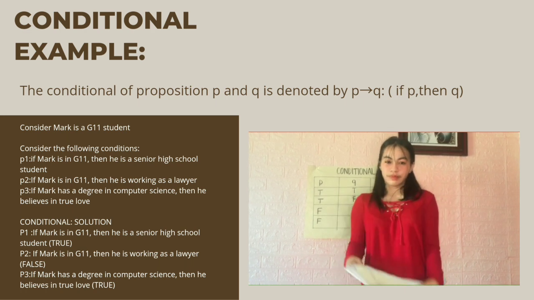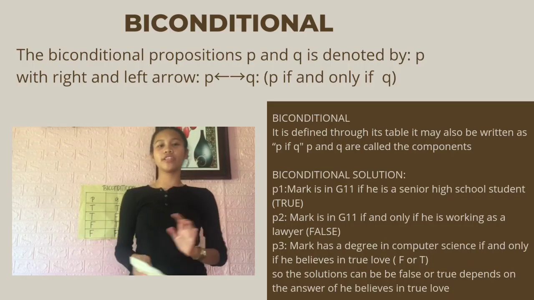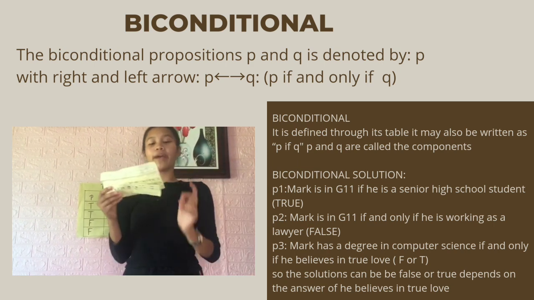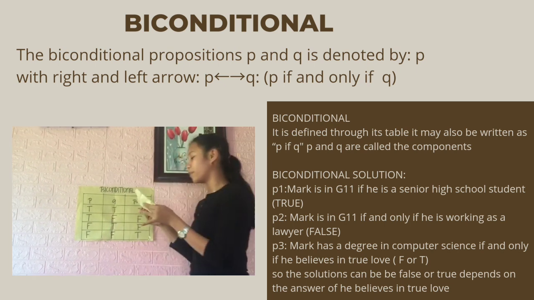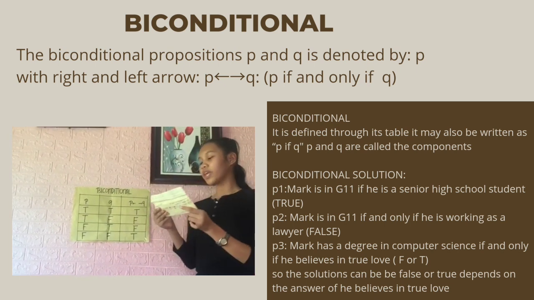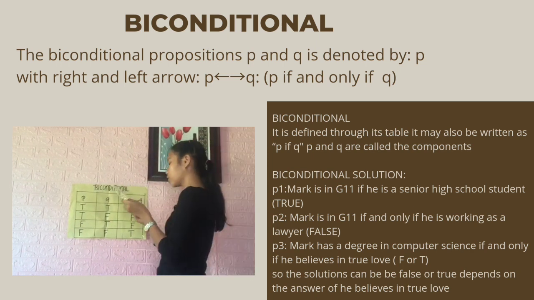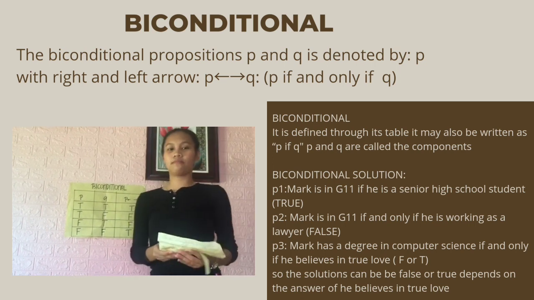The biconditional proposition of P and Q is denoted by P with the left and right arrow Q. So, the biconditional is defined through its table. It may also be written as P if and only if Q. P and Q are called the components. The truth value is true when both components are the same.